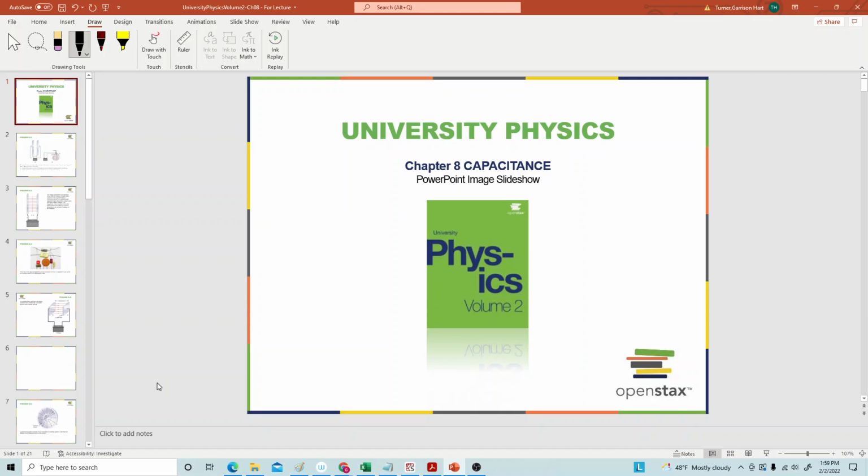So at this point, we want to start looking at capacitance. And I'm going to do something a little bit different and work through some of the PowerPoints as they are, which are drawn from the text, and elucidate and do some examples along the way.